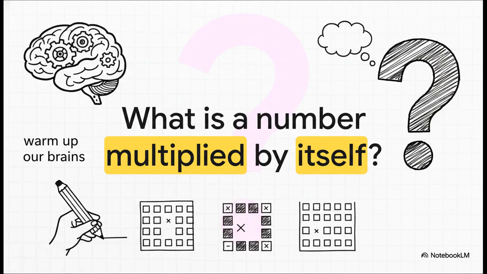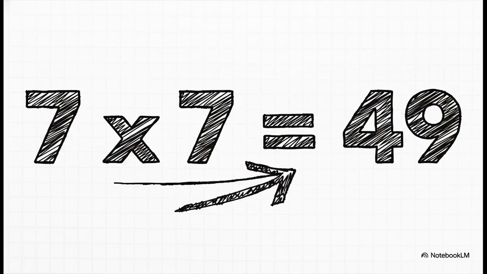So, before we get into the fancy terms, let's just start with something super simple. What happens when you take a number and multiply it by itself? Just think about that for a second. Okay, so take a classic example, right? 7 times 7 equals 49. We all know that. But there's a special name for this result, 49. Any ideas what it is?